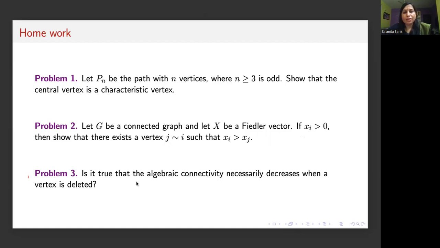And this is a question that I would like to ask: is it true that algebraic connectivity necessarily decreases when a vertex is deleted? The same question I'll ask, if you take a graph and delete one edge, whether algebraic connectivity will decrease. And same question, if you delete a vertex, whether algebraic connectivity will decrease. So both will depend on interlacing results. So you can observe what is happening. Okay, so here I'll end.